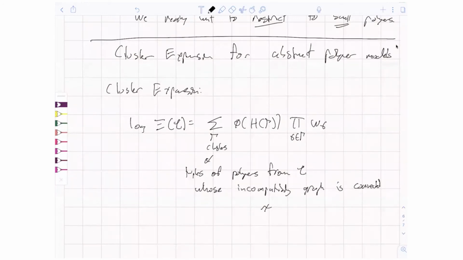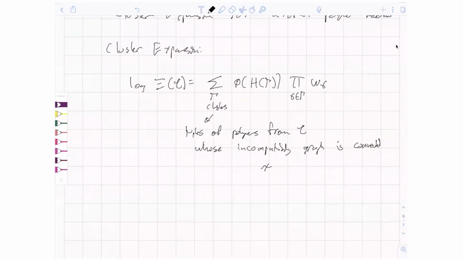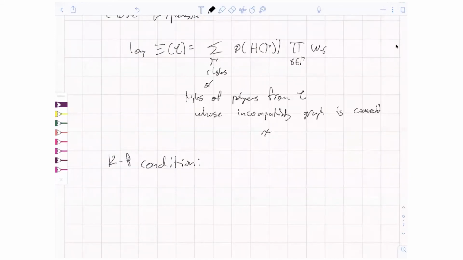And then we have the Kotecký-Preiss condition. And what does it say? It says that the cluster expansion will converge if for all polymers gamma, if we sum over all polymers gamma prime that are incompatible with gamma, this, of course, includes gamma itself because we insisted that gamma is incompatible with itself, we look at the absolute value of the weight, and then we have e to the a of gamma prime plus b of gamma prime. And this should be less than a of gamma.